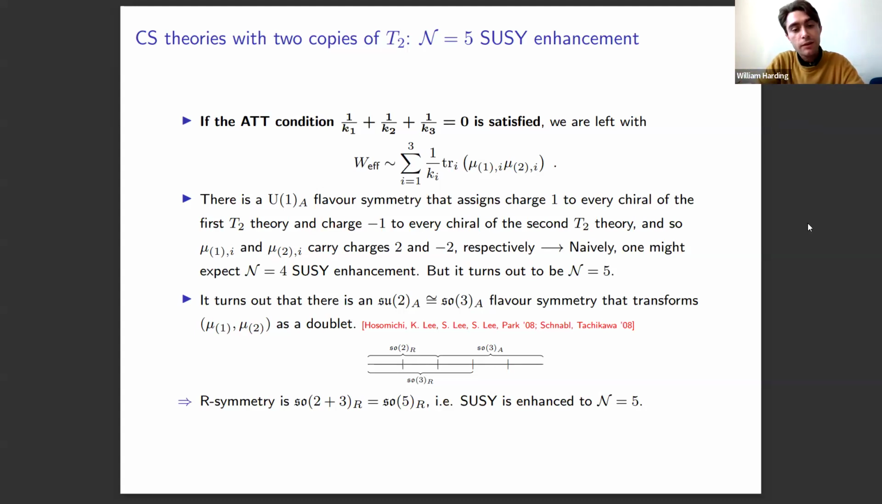But actually it turns out to be N=5. Indeed, it turns out that there is an SU(2)_A, SO(3)_A flavour symmetry that transforms the two moment maps as a doublet. So our symmetry is SO(2) plus SO(3)_R, which is equal to SO(5)_R, and SUSY is enhanced to N=5. So actually we can show this also by using the index.